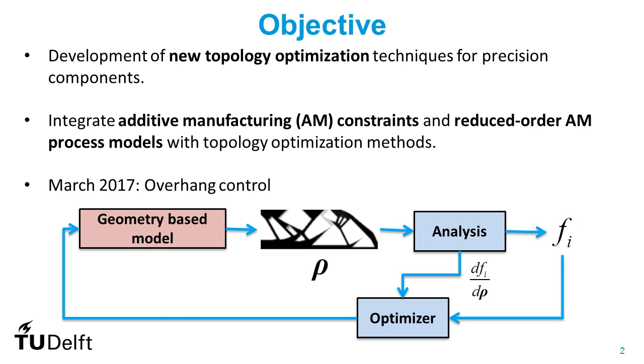Back in 2017, when I started my project, the state of the art was to integrate overhang control within the topology optimization method. This essentially means that a geometry based model is used in order to detect overhang during the topology optimization iterations and remove them so that the final optimized design is free from overhangs.